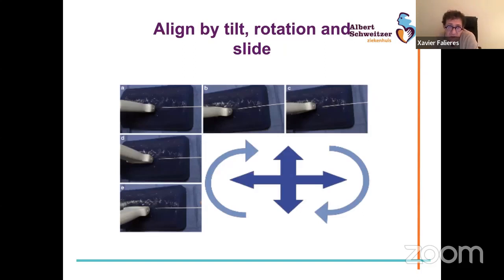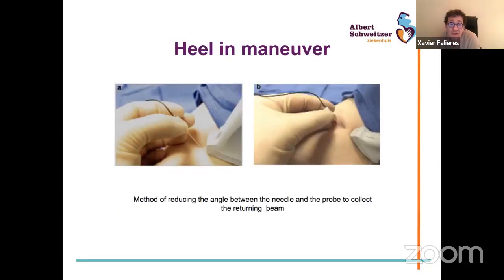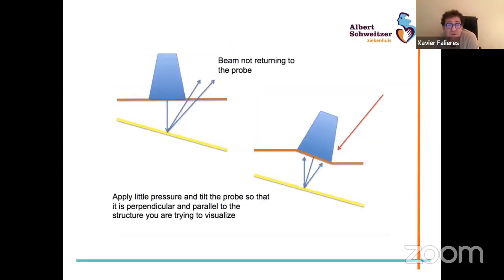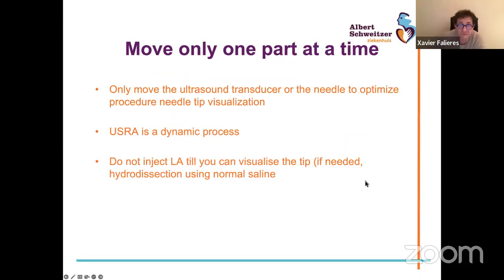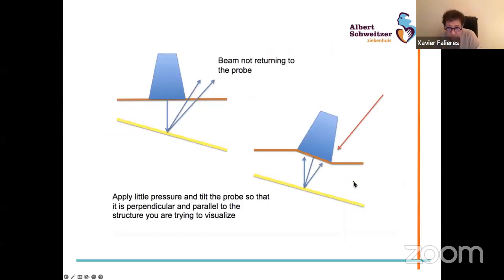So you can align, you can tilt, you can rotate, you can slide. You can use the heel maneuver. And then you will see your needle upright. You will see your needle. That's a very important thing. And some machines have an artifact correction to see the needle. And when it's very, very difficult, use a curved or linear probe, and you will see your needle much easier.